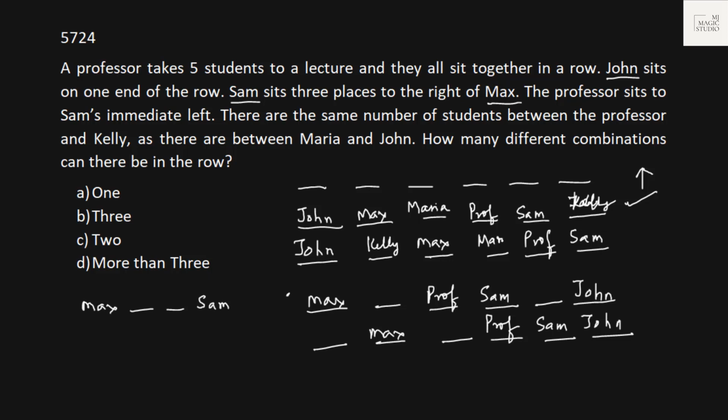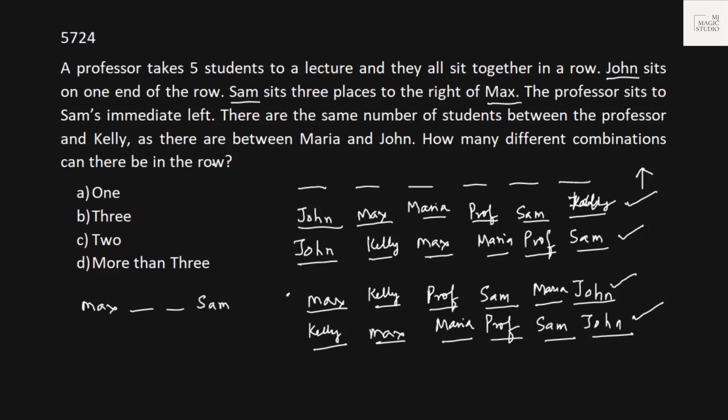Done. Here, John and Maria, 2 people, Professor and Kelly. Kelly can be placed at this place and Maria here. 2 people are between John and Maria. Between Professor and Kelly, we have got 2 people again. Professor Kelly 1. No, Kelly can be here. No people between Professor and Kelly. And Maria here. So Professor Kelly 2, yes, here we can have Maria. Two people between John and Maria, and again two people between Professor and Maria.